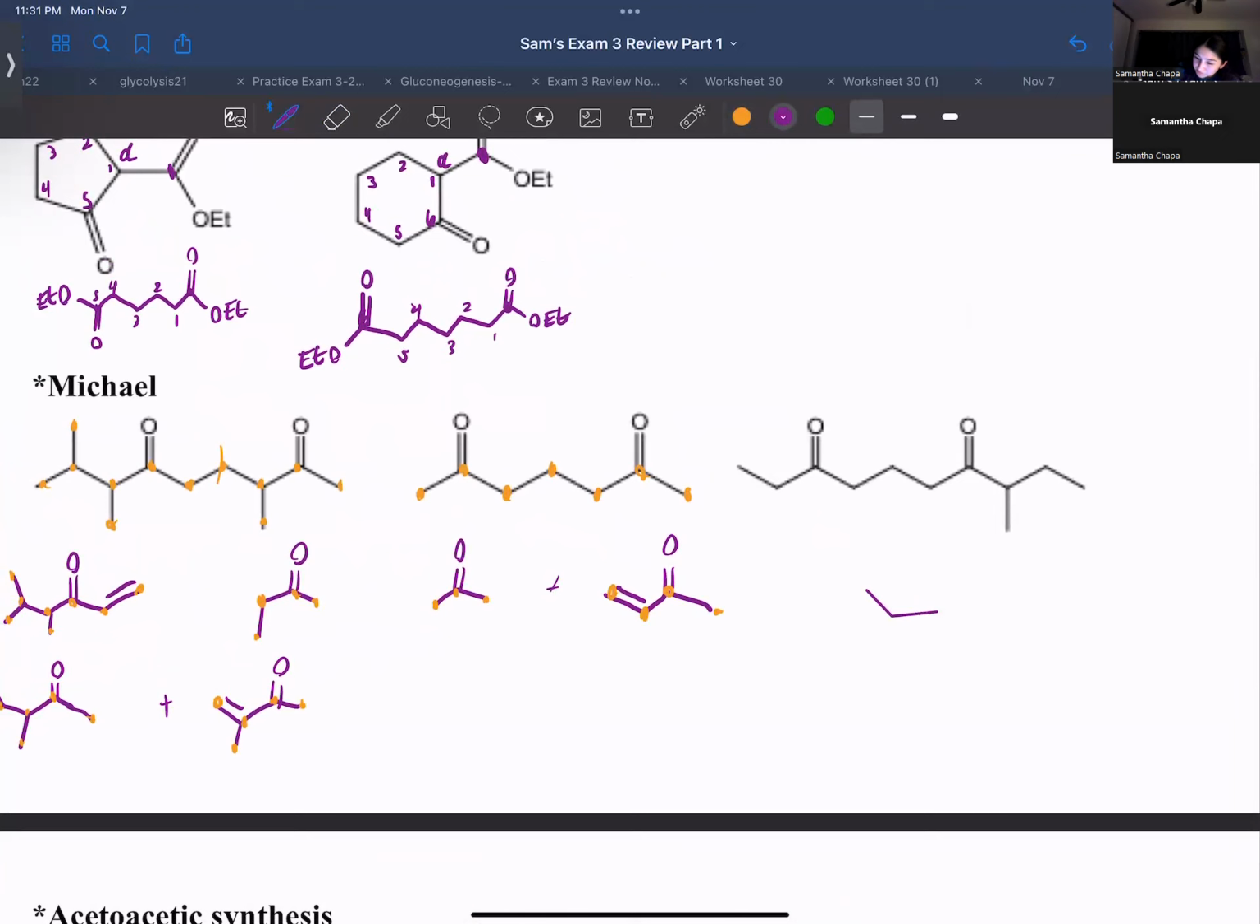So I'm gonna stop. I'm going to stop it right here where I have my available alpha hydrogen. And I'm going to write everything else, and my alpha, beta, unsaturated. I'm gonna count my carbons to make sure I'm okay. So I have a total of 4 right here. 5, 6, 7, 8, 9, 10, 11. And we're good like that.